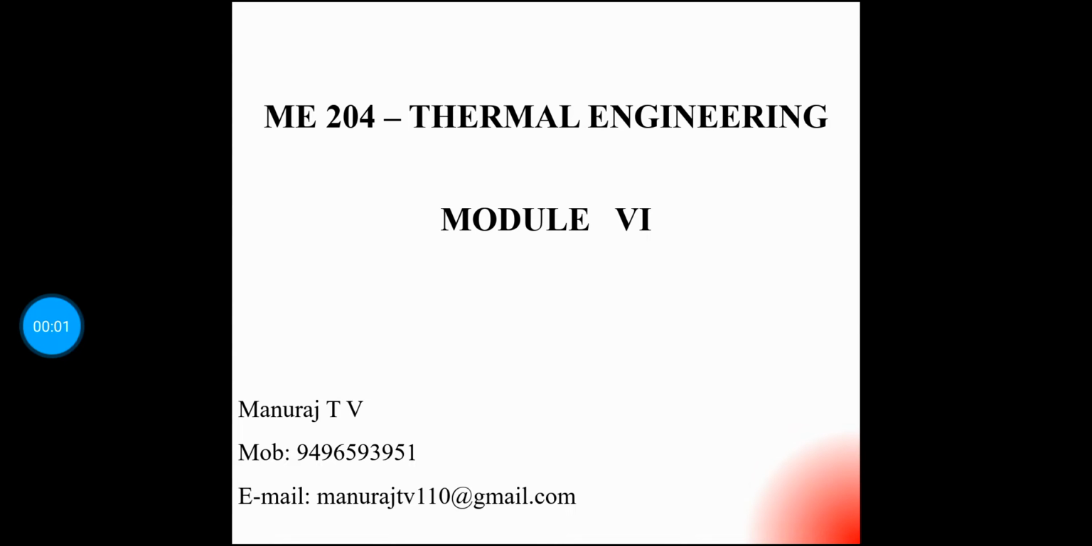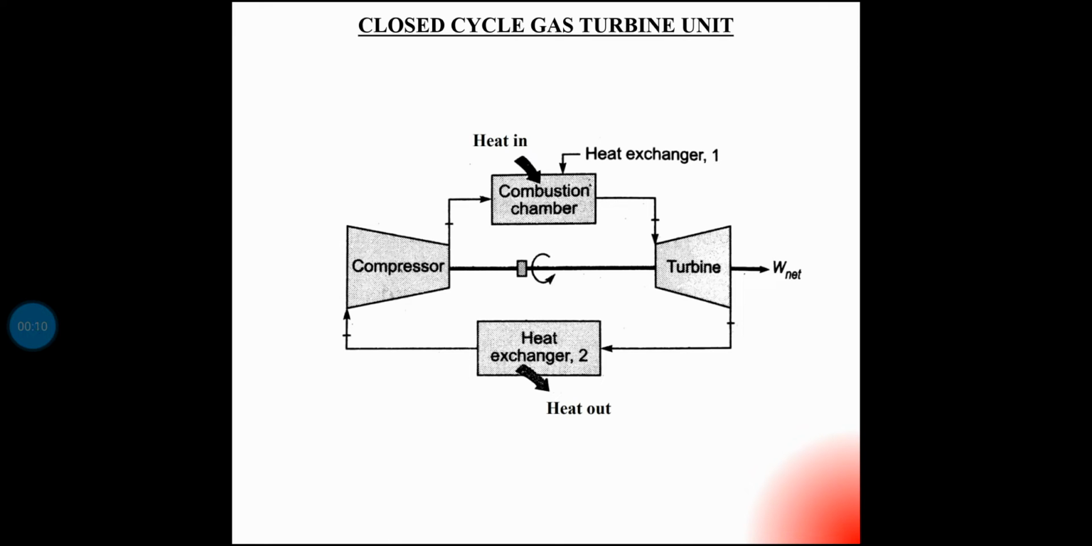Dear students, here we are going to discuss the topic analysis of Brayton cycle. First of all, let us see the components of a closed cycle gas turbine unit. The main components are compressor, heat exchanger or combustion chamber, turbine and the second heat exchanger.